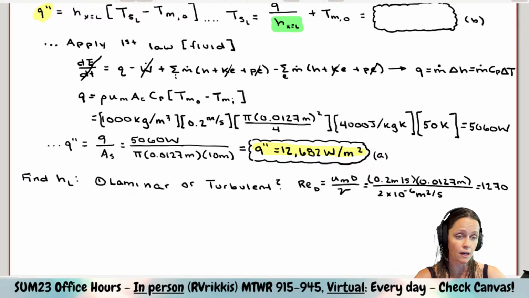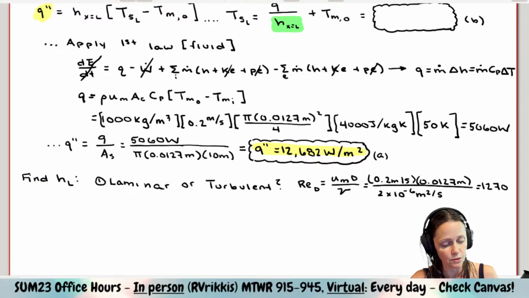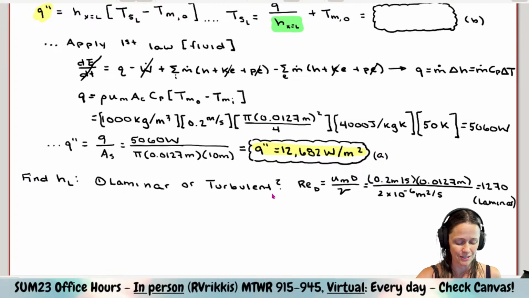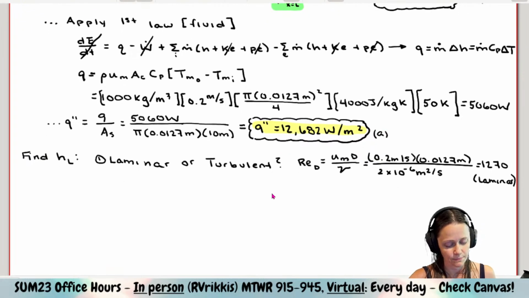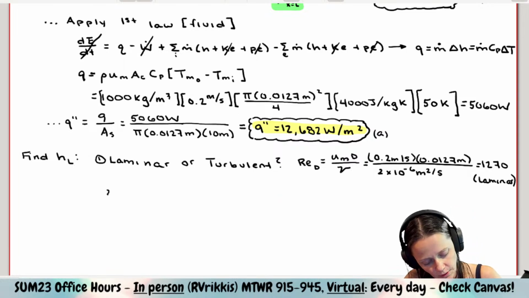All right, so my cutoff for laminar flow is 2300 for internal flow. So this is definitely laminar. All right, so that's good. It's going to help you pick the right coefficient, the right Nusselt number, local Nusselt number. So I've got that one.